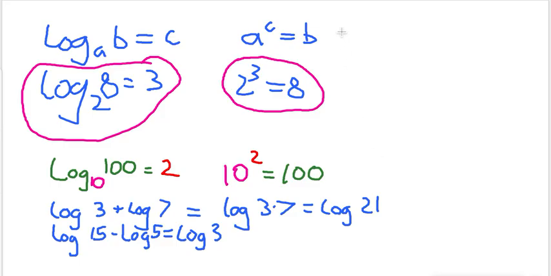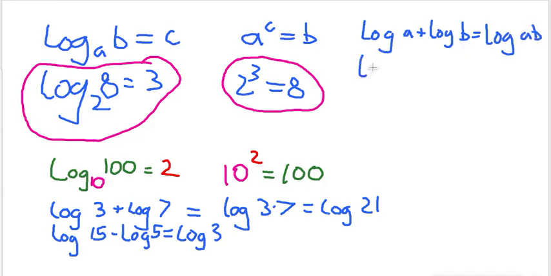So I suppose we can write the general rule then. Log of A plus log of B equals log AB. And for the subtraction, if you have log of A minus log of B, that equals log of A over B.